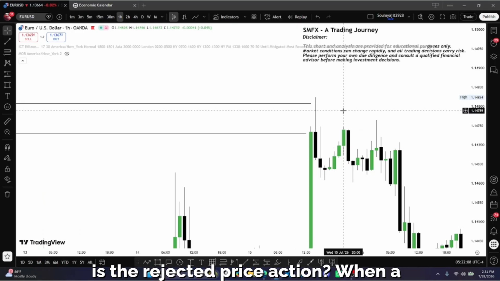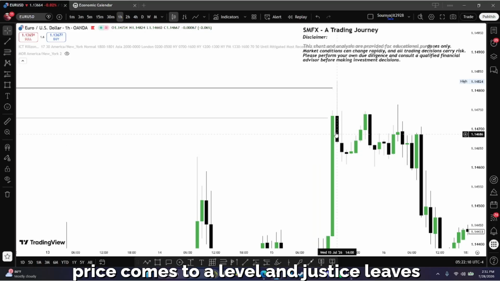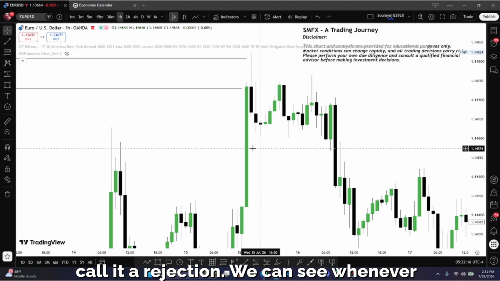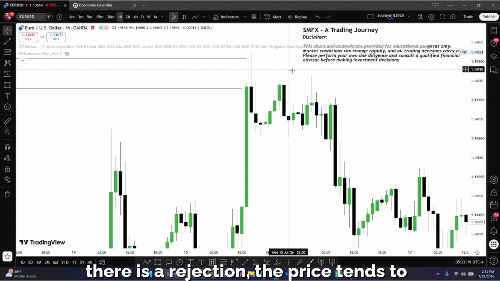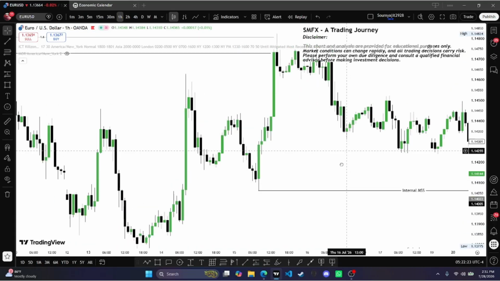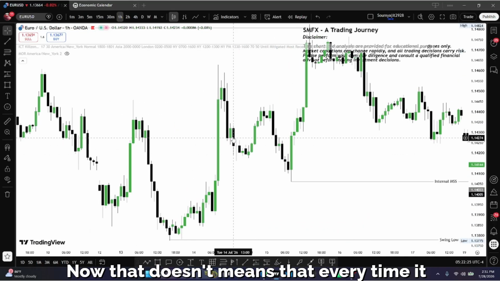Now what is the rejected price action? When a price comes to a level and just leaves a wick that is larger than its body, we call it a rejection. We can see whenever there is a rejection, the price tends to go to the opposite side. Now that doesn't mean that every time it will happen.